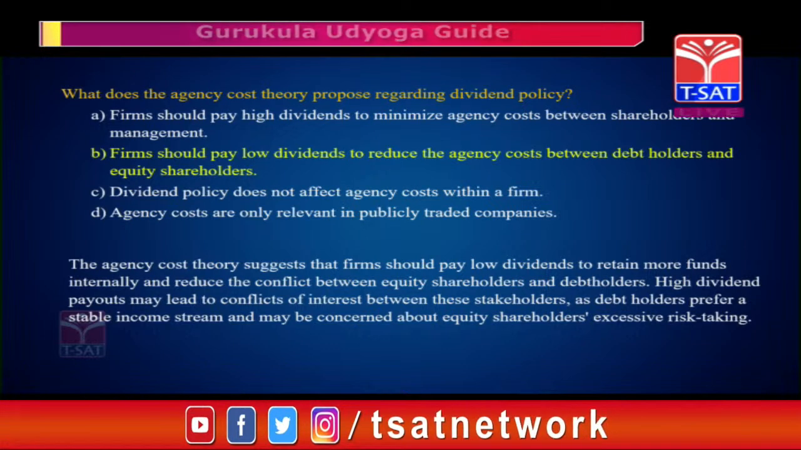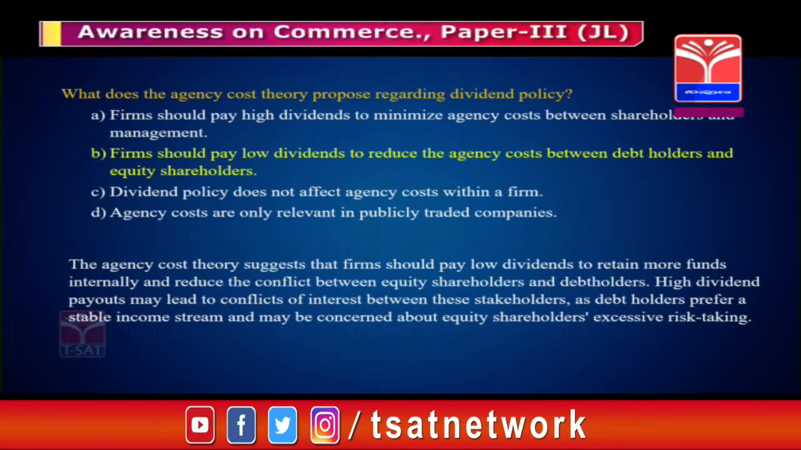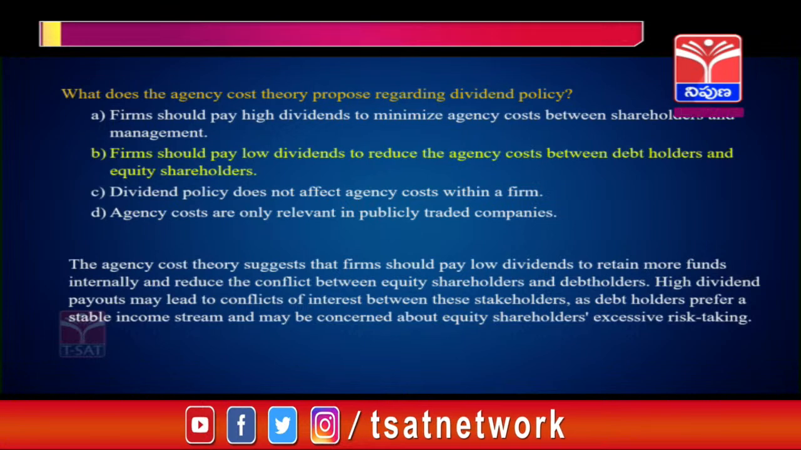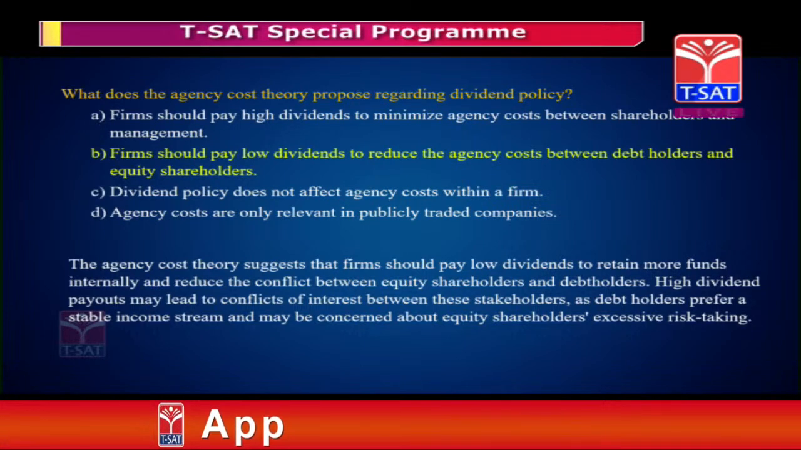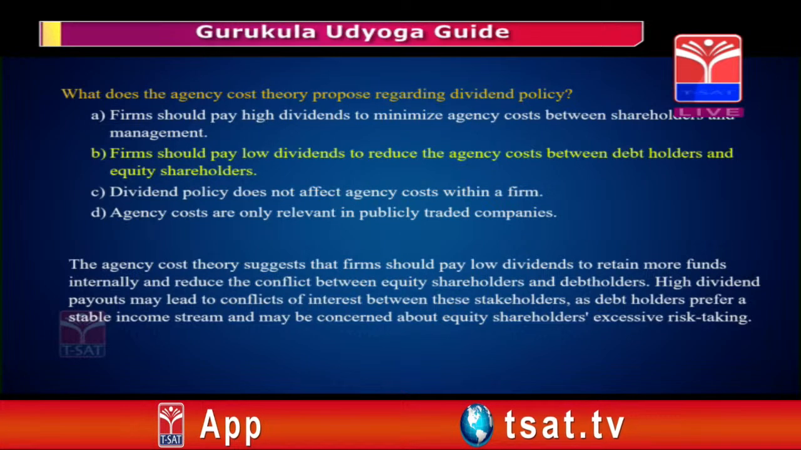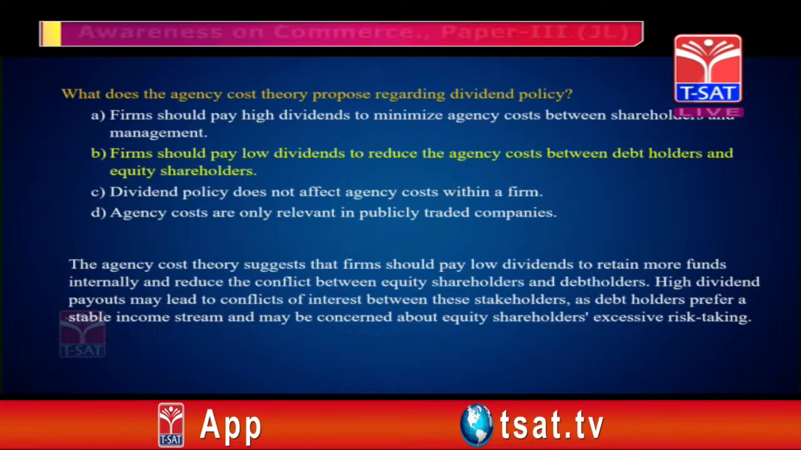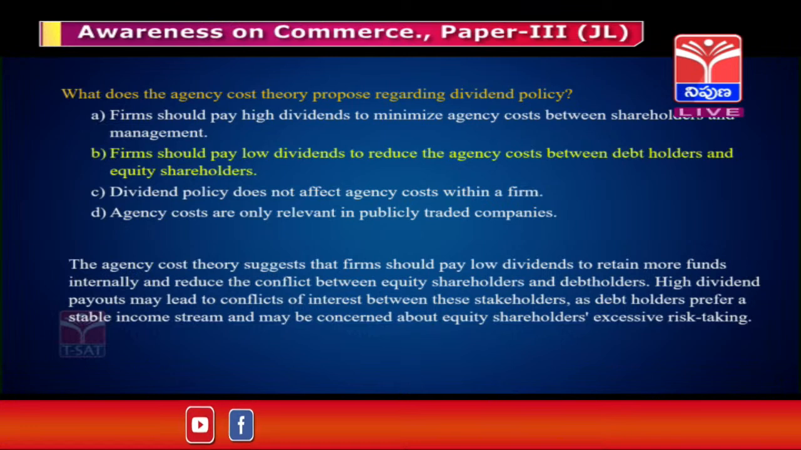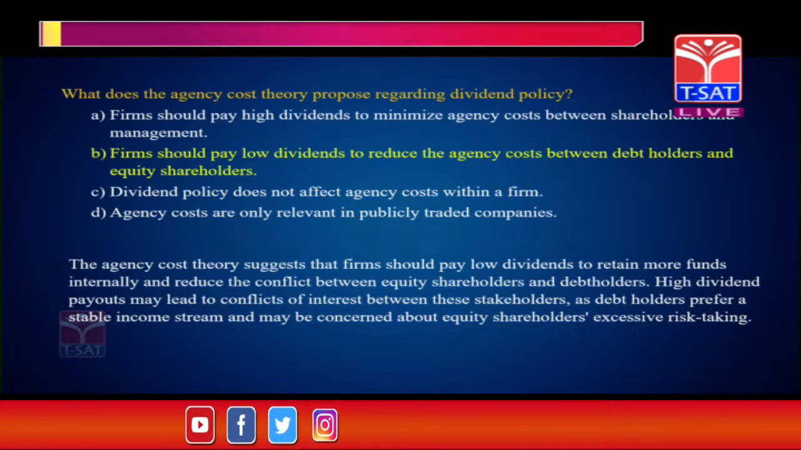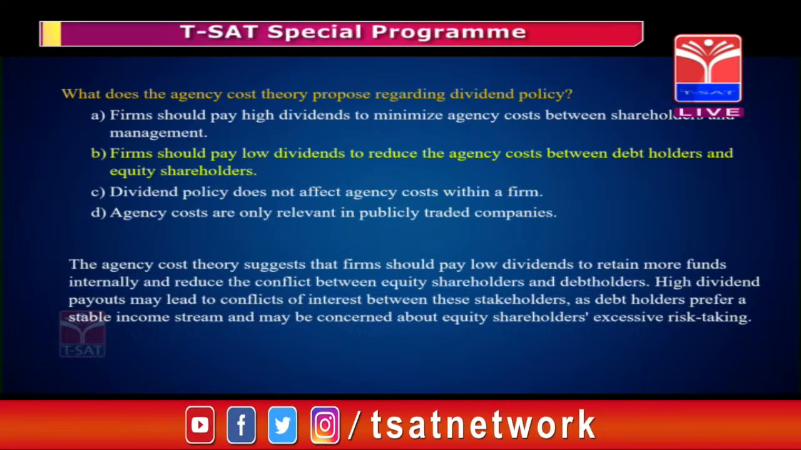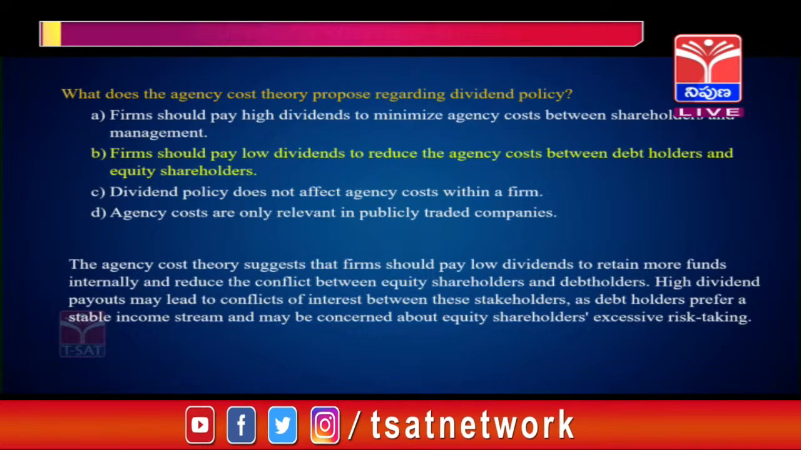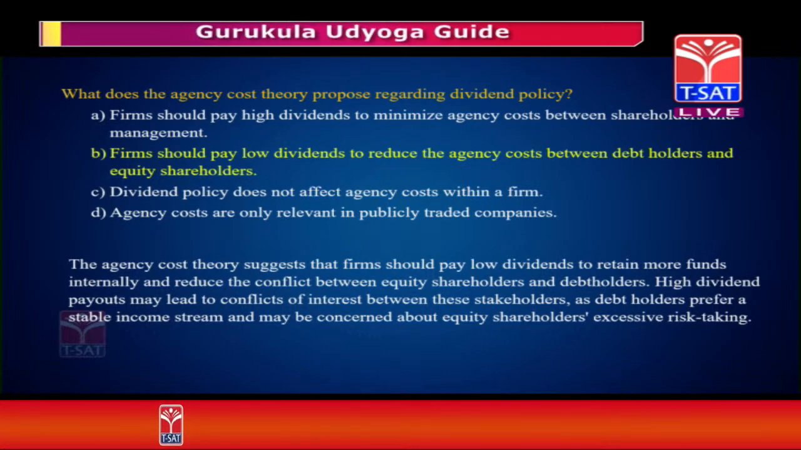Firms should pay high dividends to minimize the agency cost between the shareholders and the management? No. Firms should pay low dividends to reduce the agency cost between debt holders and equity holders. This suits the theoretical concept which has been given. And the remaining two, C and D, can be ruled out.